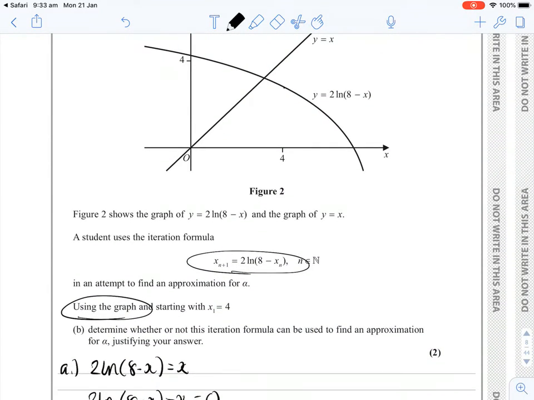And what we see is, if we look at the graph, we'd start off at 4. So we start off here, and then we move across to 2.77, and then we ended up at 3.31, and so we'd end up with a small little cobweb diagram there, converging on that root.